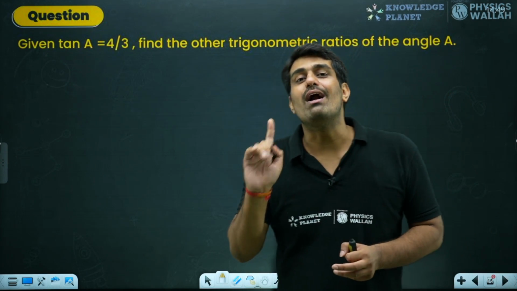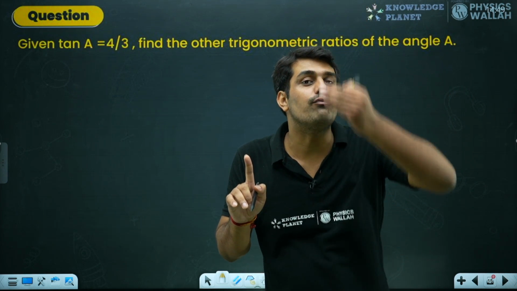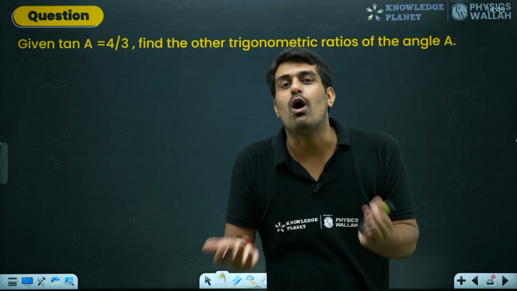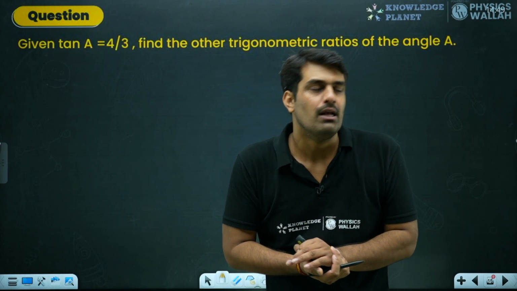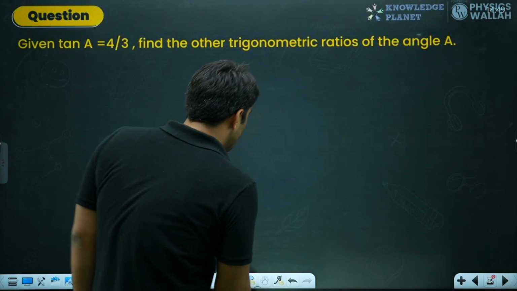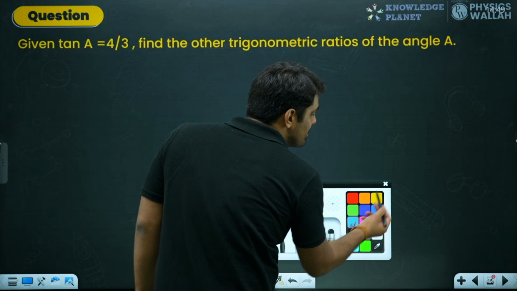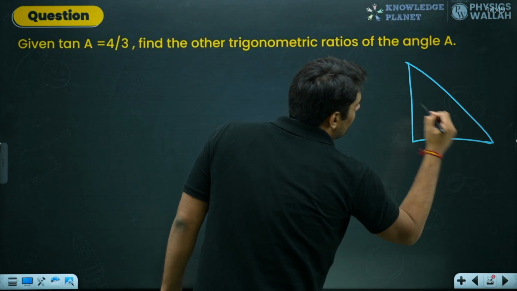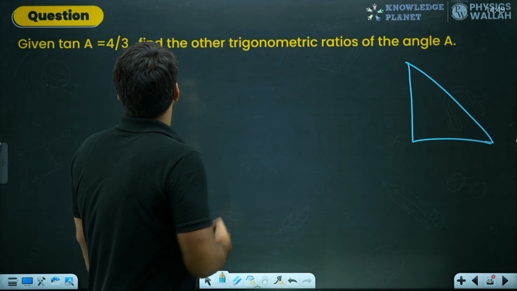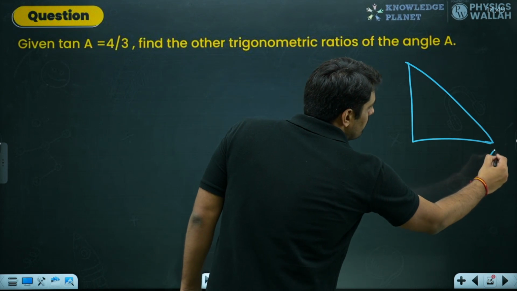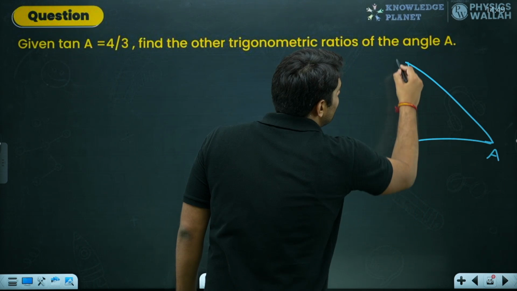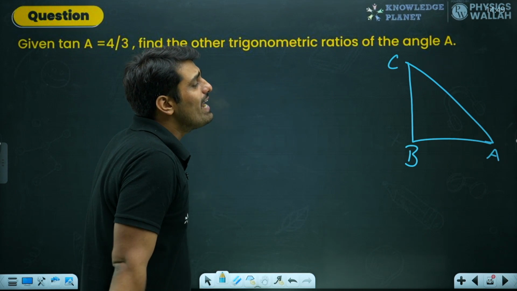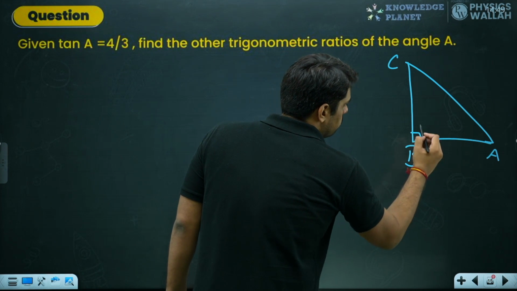You have been given 1 trigonometric ratio, and for the rest of the 5, they have asked you to solve them and give the final answer. The first thing in such a problem is to always construct a right angle triangle. This is our right angle triangle. Now give it a name. We have been given A over here, and B and C, so A, B, C. In this triangle, this is the right angle.